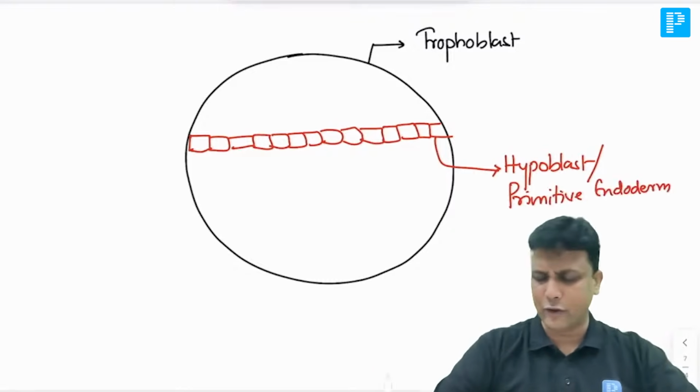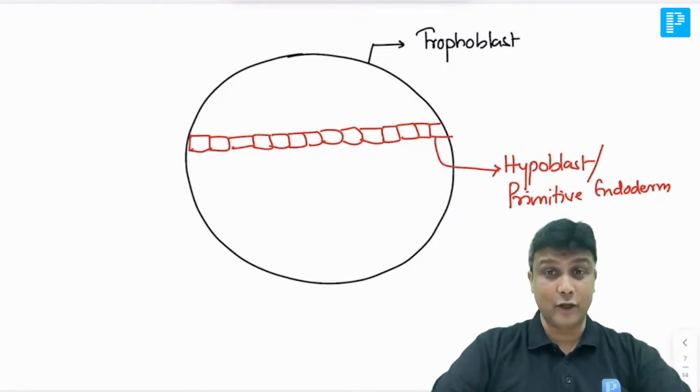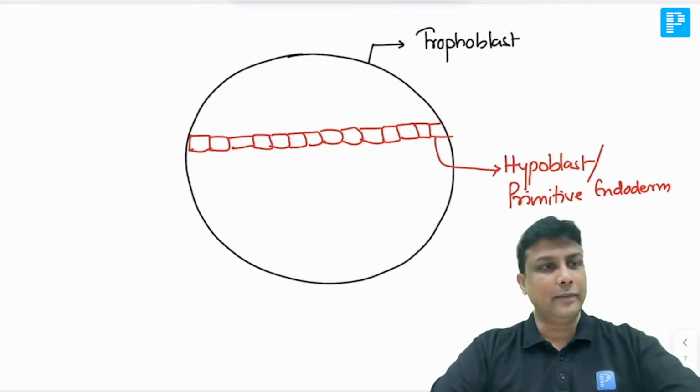Hypoblast is also known as primitive endoderm. Write the name once more. It is worth writing. You'll be learning that one. ठीक है ना. अब हमारा सवाल यहाँ पर ये है.